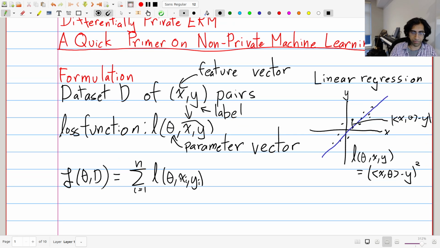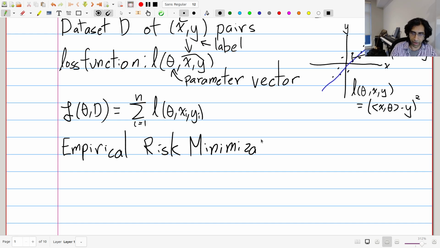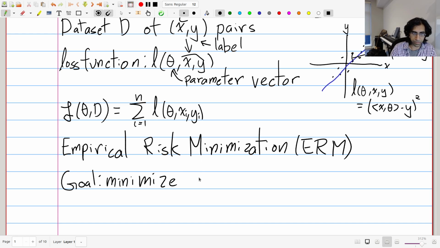So let's be a bit more precise as to what we're trying to do. The problem, like I said, is empirical risk minimization. I'll write this out. Or as it's often called, ERM for short. All this means is we want to solve the following optimization problem, or at least try to approach the following solution. So the goal is to minimize L(theta, D).